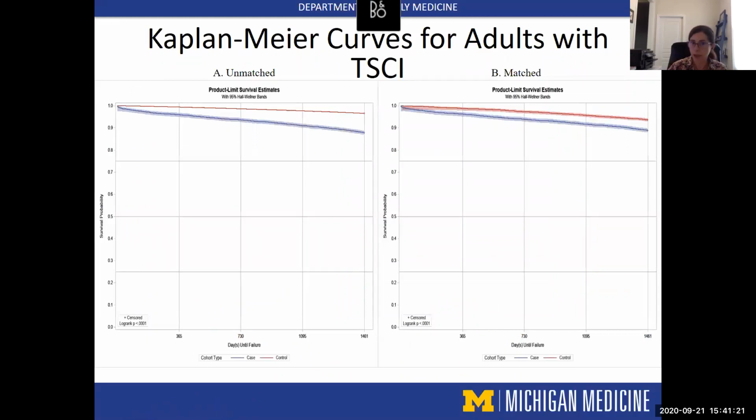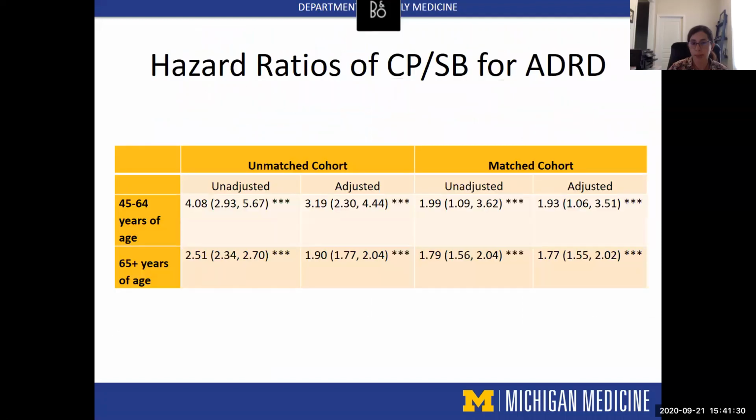And this is the KM curve, a much sharper divergence between cases and controls among individuals with a spinal cord injury. And these are the results for hazard ratio. Again, for unadjusted, unmatched, among the early, younger cohort it is about 4.8. It comes to 1.93 for the adjusted matched cohort. And the same pattern among older adults.